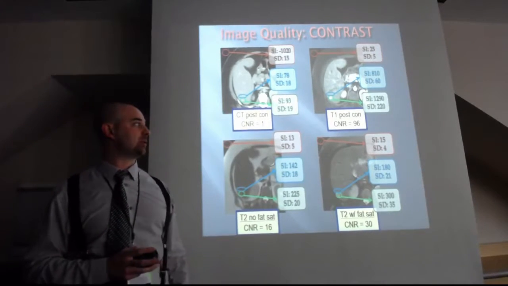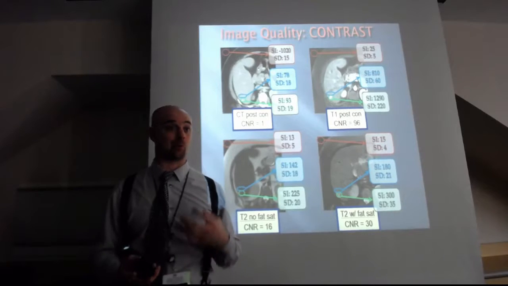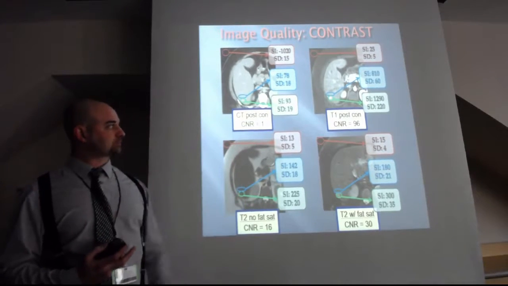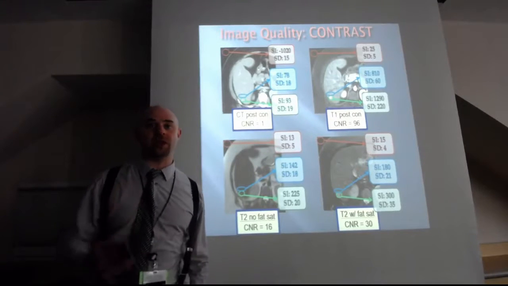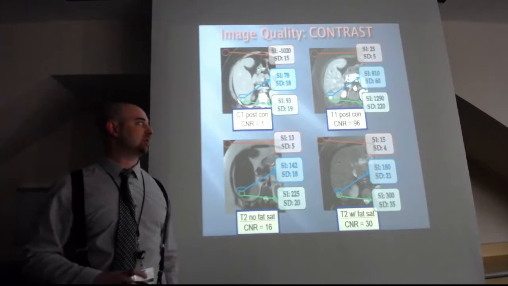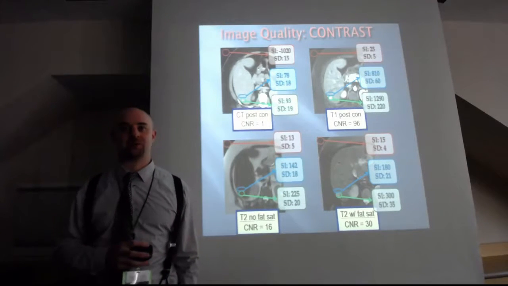And then T1 post contrast, because of the way that contrast is in different tissues and the way the imaging parameters have been manipulated so that the images are T1 weighted, we now have a much higher contrast to noise ratio.